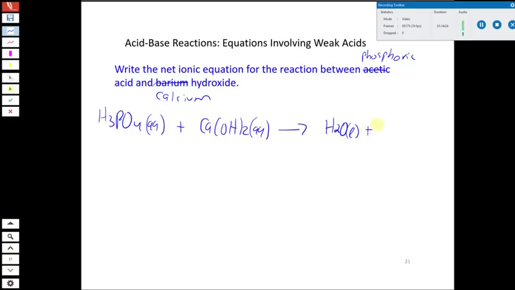And then we form an ionic compound. So we have calcium 2 plus as our cation. Phosphate is PO4 3 minus.